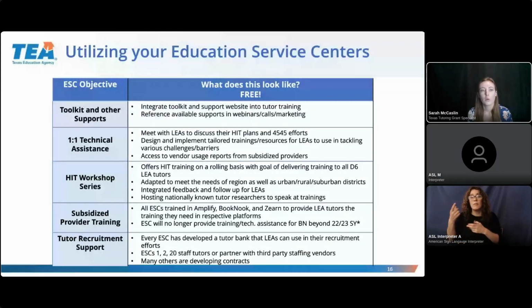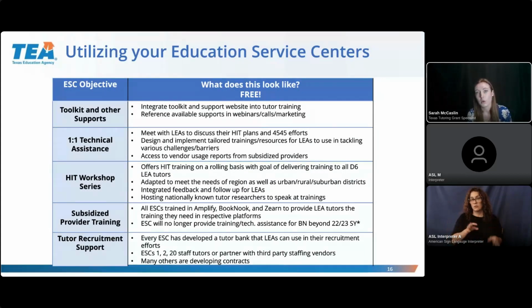And so when we're talking about the ESC objective of helping you guys with toolkit implementation and other supports, like I've said, they've already integrated the High Impact Tutoring Toolkit and the Texas Tutoring Support webpage and some of those tools into their High Impact Tutoring training. Additionally, they reference available supports in different webinars, calls, and marketing opportunities, and different communications that they're running on our behalf.